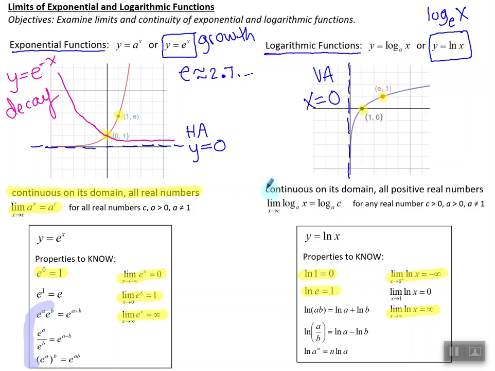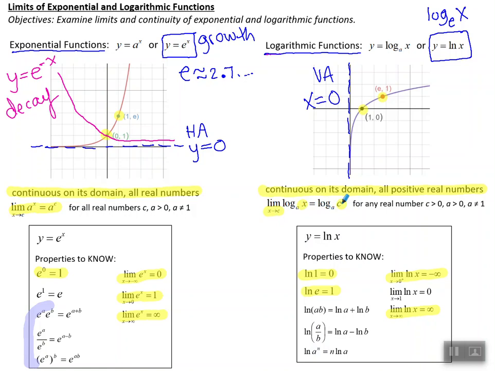Notice this graph is continuous on its domain, which is all positive real numbers, and that the limit behaves quite nicely. It's a well-behaved function that we can simply substitute into x, that variable where x is approaching c, and get log base a of c.